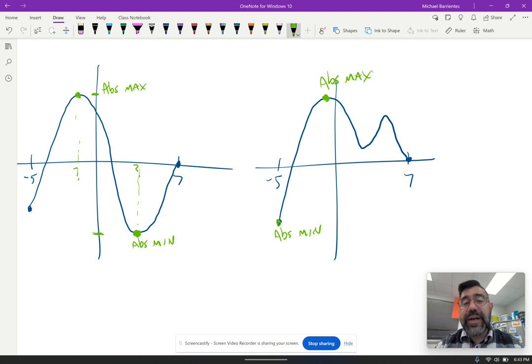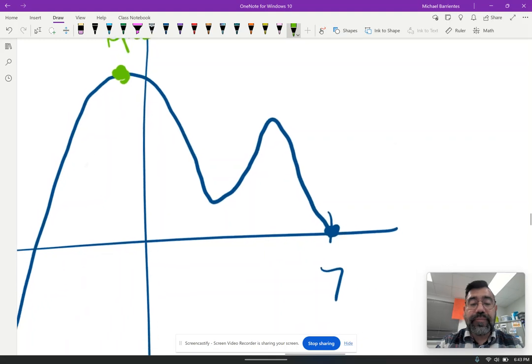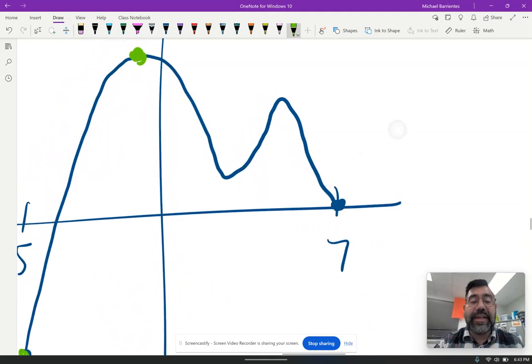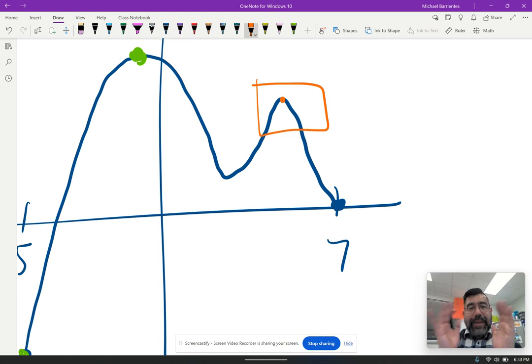But I also have some other points that are of interest because they kind of create what I call hills and valleys, right? And so if I were to zoom in, and if I could zoom in enough, and I don't think I can, but if I could zoom in like right here, then I would notice that this point is a maximum in that neighborhood of points. And the same thing for this one. This is a minimum in that neighborhood of points.